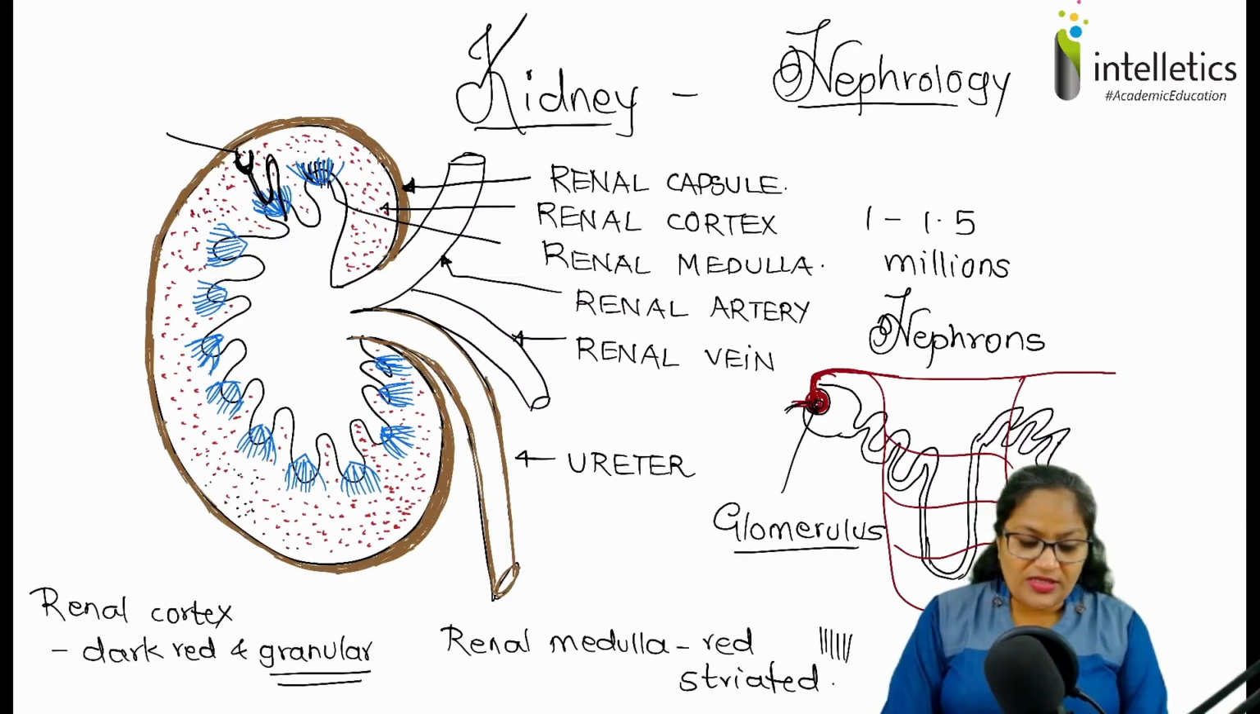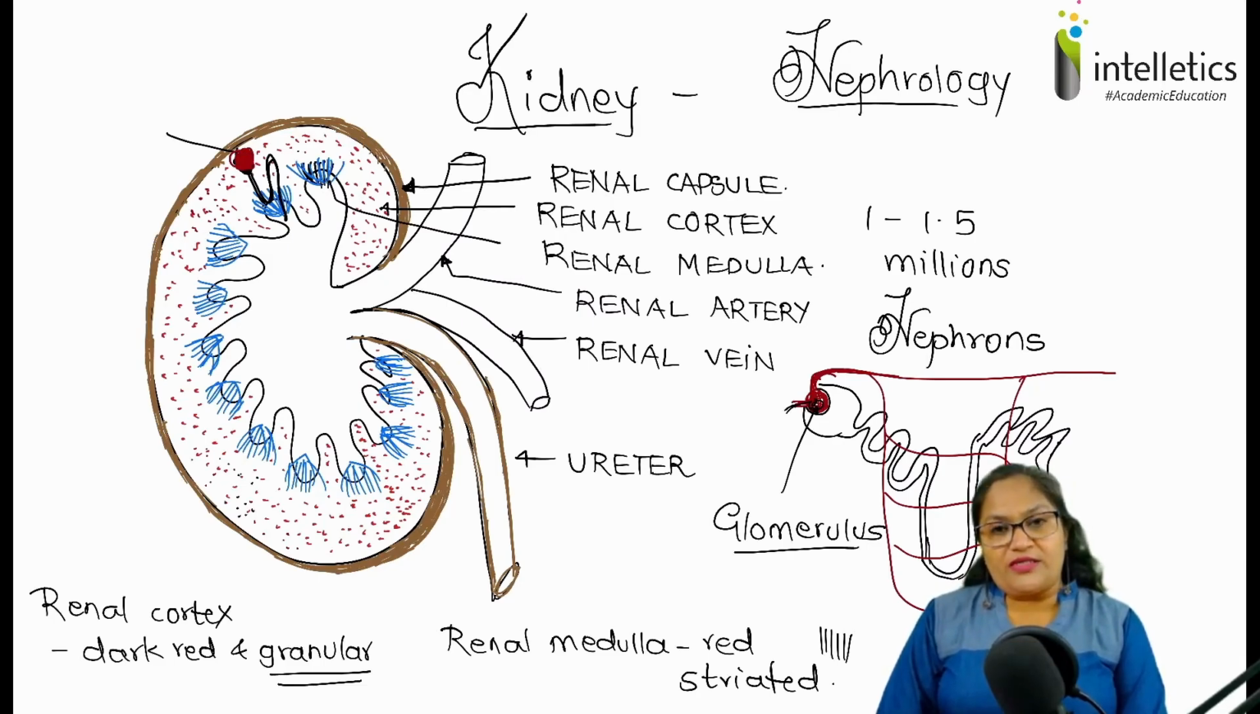So this is the reason why the glomerulus is located here in this nephron. Right. It's a tuft, or a network of blood capillaries, right? And this is the real reason why the renal cortex appears dark red and granular.